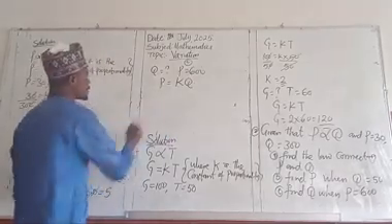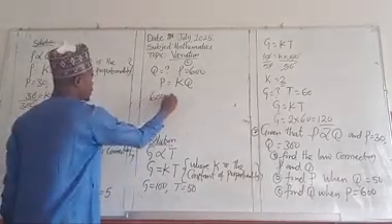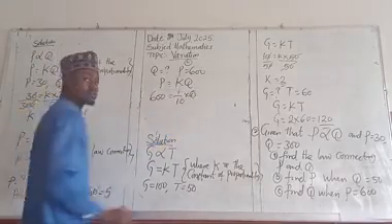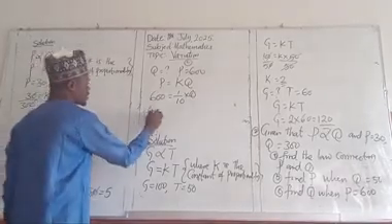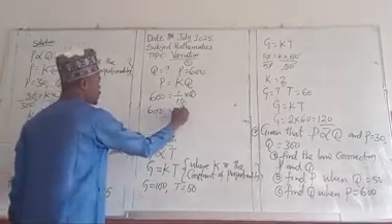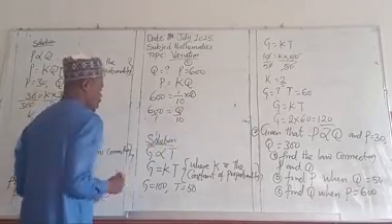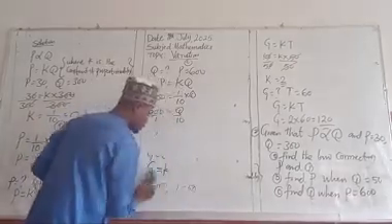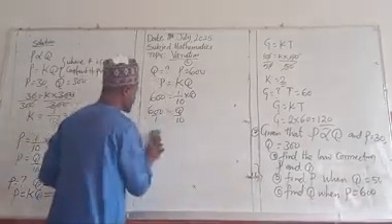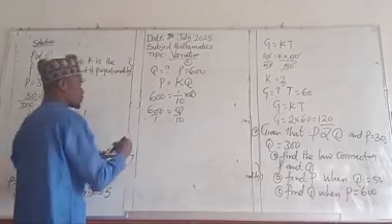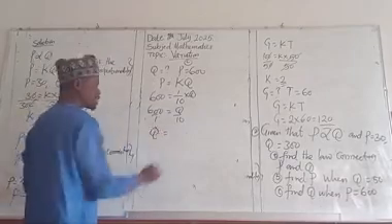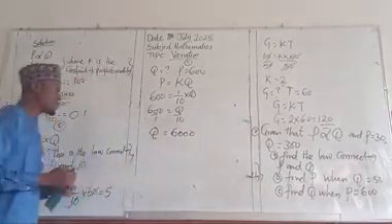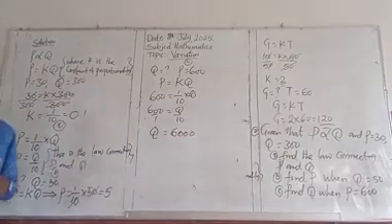What is our P? 600. Suppose what is our K? 1 over 10 times what? Q. Right? Yes. We have 600 is equal to 1 over 10 times Q. Cross multiply. If you cross multiply, you now have 1 times Q. Q is equal to 600 times 10, 6,000. Now the value of Q is now what? 6,000.